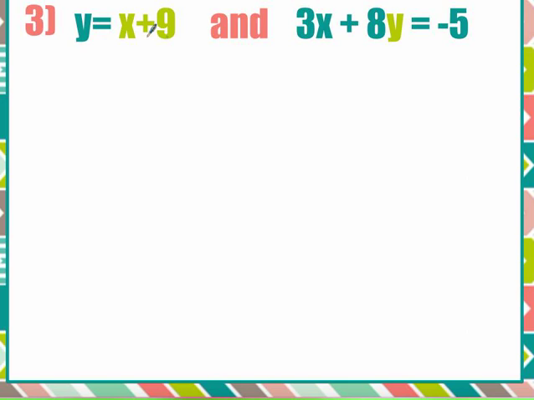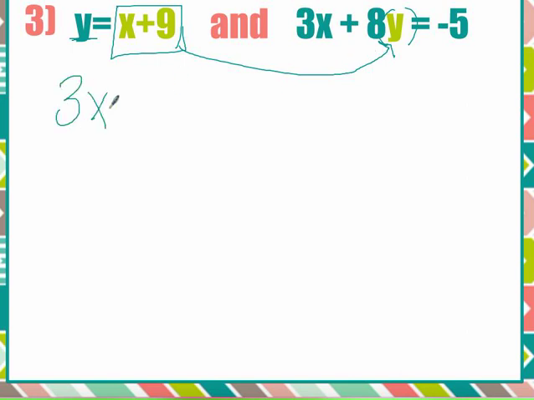Fortunately, we already have one of our equations where we have a variable equal to an expression. So we should have taken that expression, that x plus 9, and put it in the opposite equation where the y was. So once I do that, my new equation to solve is 3x plus 8 times (x plus 9) equals negative 5. So distribute that 8.